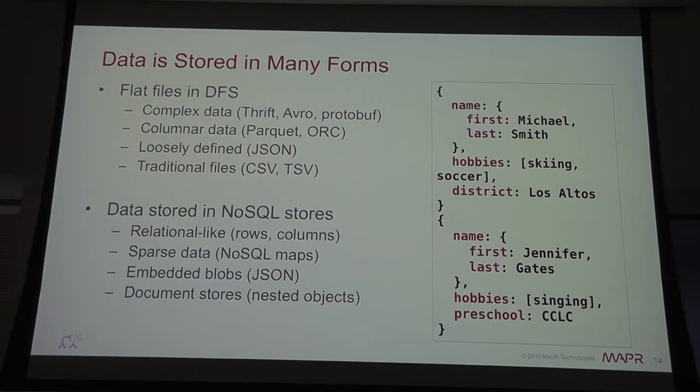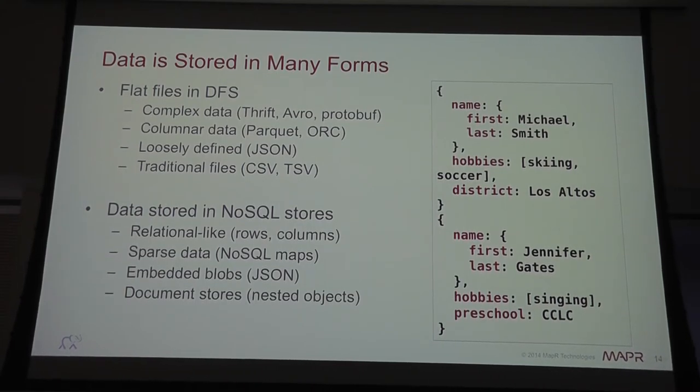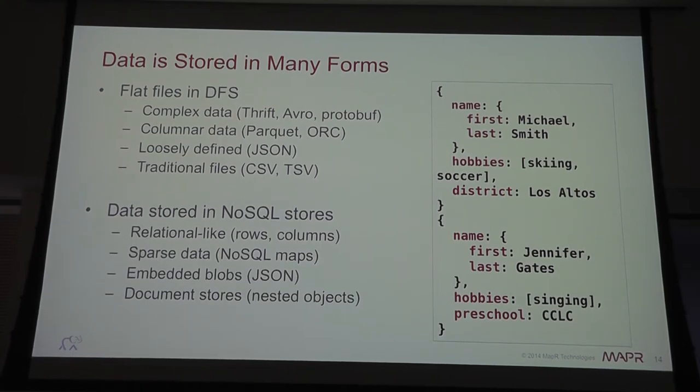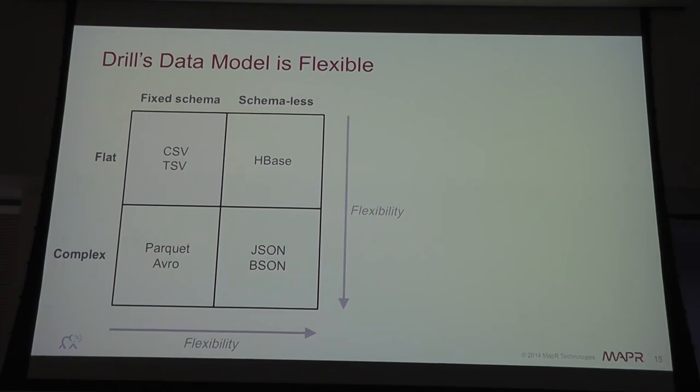If you notice the JSON records that are here, those two records are not the same. Drill can query those in the same file. The first one has hobbies and district, the second one has hobbies and preschool. Because Drill does schema on the fly, it can query these as it goes. Record by record, it can make the appropriate adjustments on how to read those records and how to allow you to query them. So the model is extremely flexible.